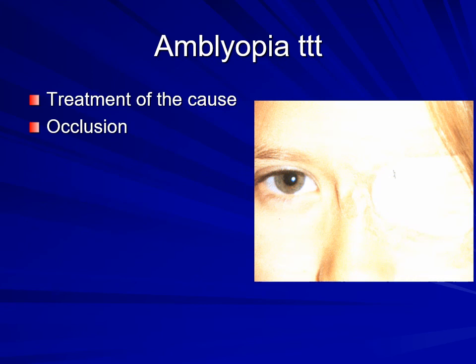Treatment of amblyopia is based firstly on treatment of the cause. After treatment of the cause, we do the standard patching of the normal eye, as the picture on your right side shows. This child is patched for the right eye. The proper time for treatment of amblyopia is before the age of 6 years, and it is better treated before the age of 1 to 2 years.